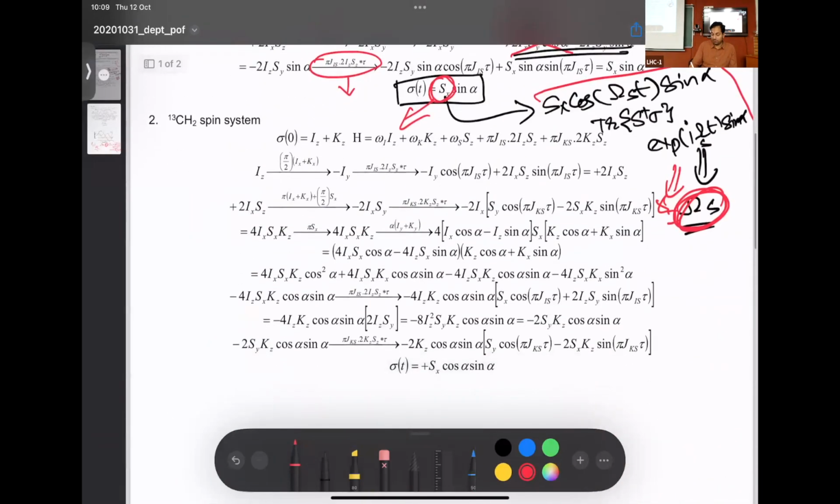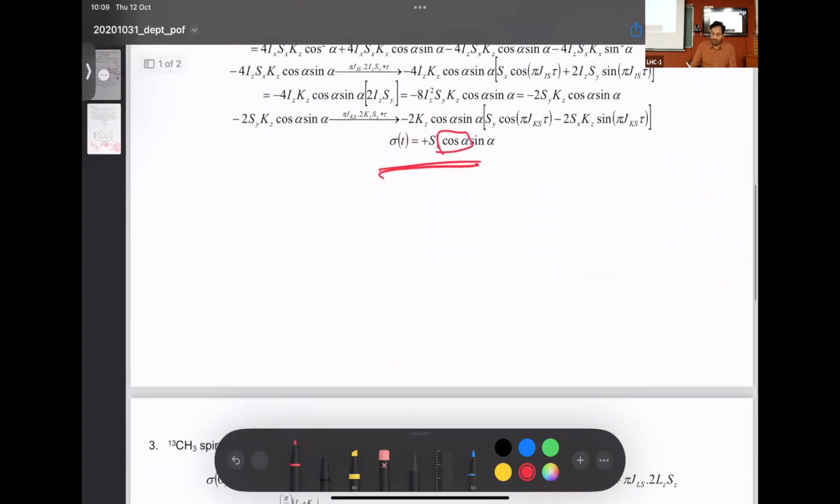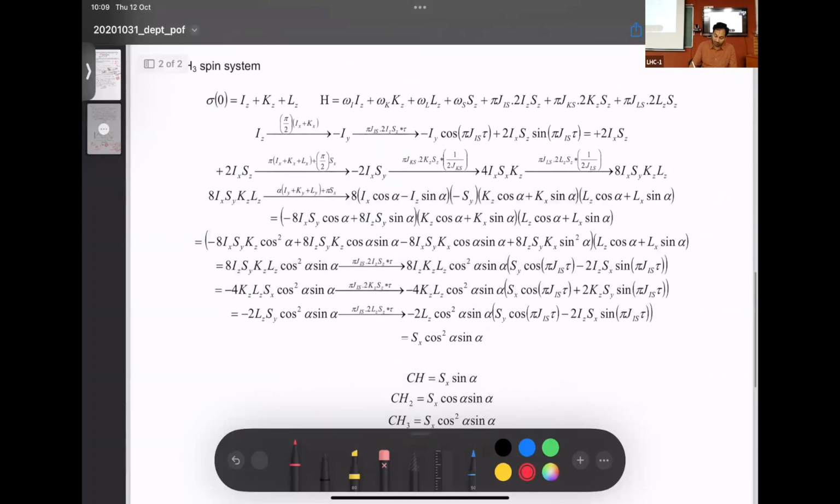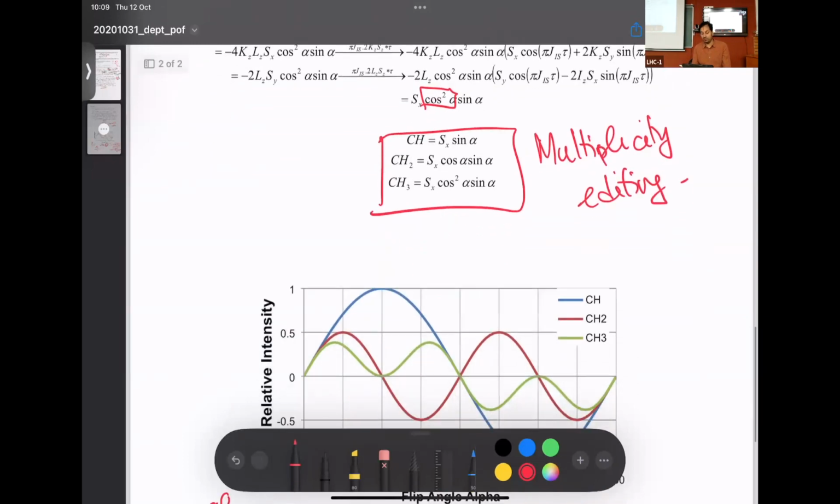I requested you guys to do it for the CH2 system, which will have an additional cos alpha term, and also for the CH3 system, which will have a cos square alpha term. I hope you guys went back and practiced. If not, take the next week to do it. And what you are able to see is that the signal gets modulated across CH, CH2, and CH3, which is now called multiplicity editing. What do we mean by multiplicity editing?